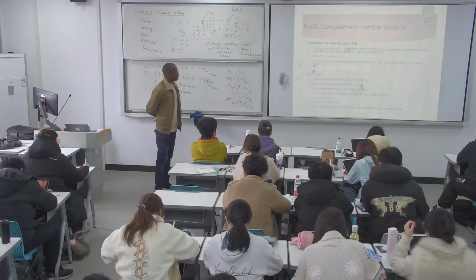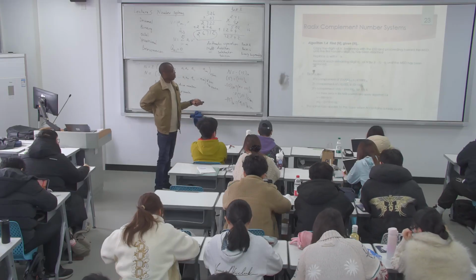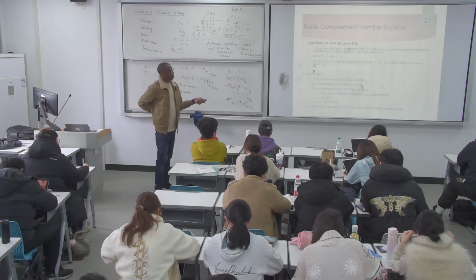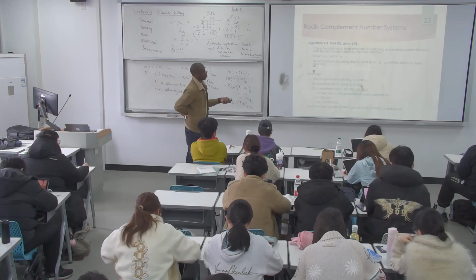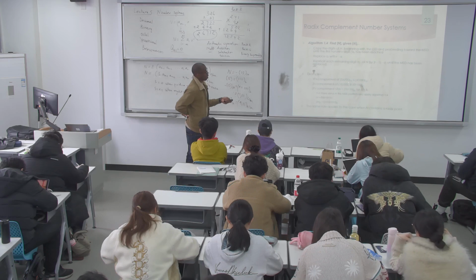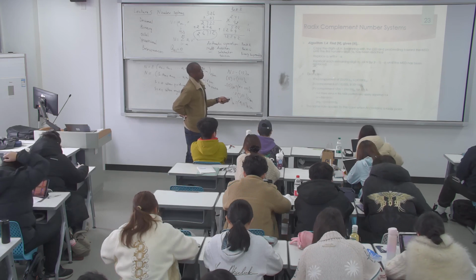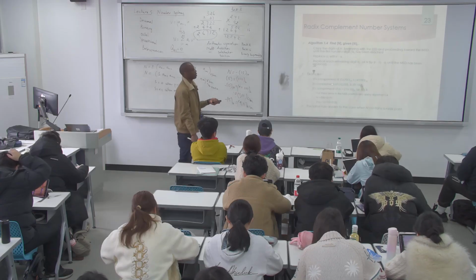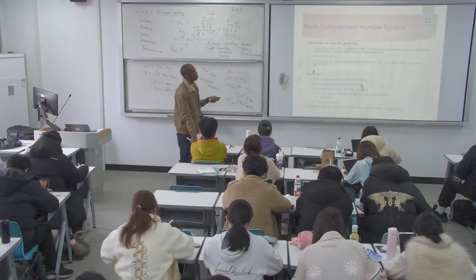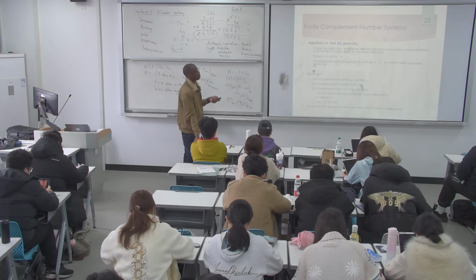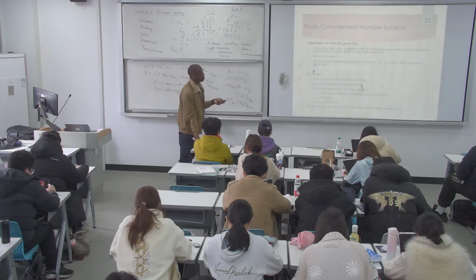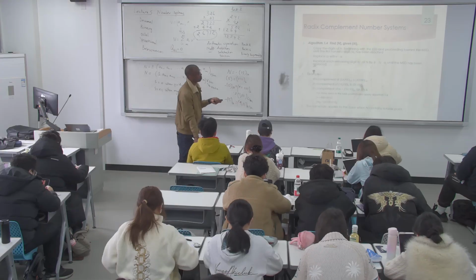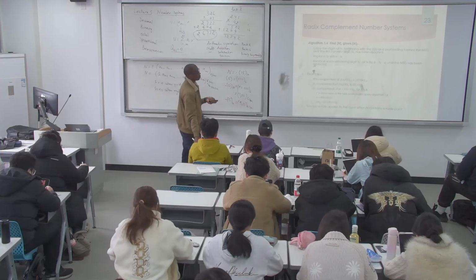We have some examples. The 10's complement of this number. You have to take 1, 2, 3, 4, 5 digits. You have to write 1, and you have to copy the digits of N, beginning with the least significant digit till you get the most significant digit. Then minus this number, and you get the 10's complement of this number.